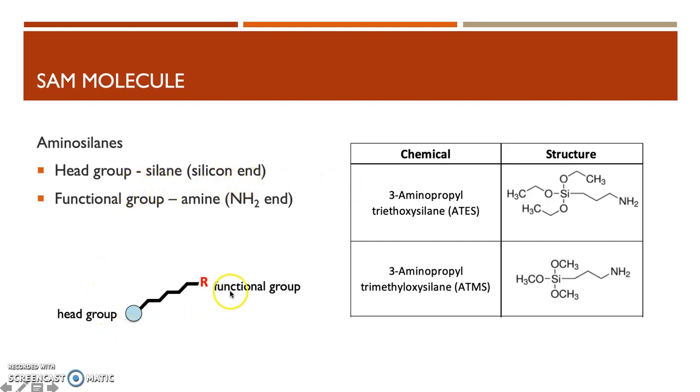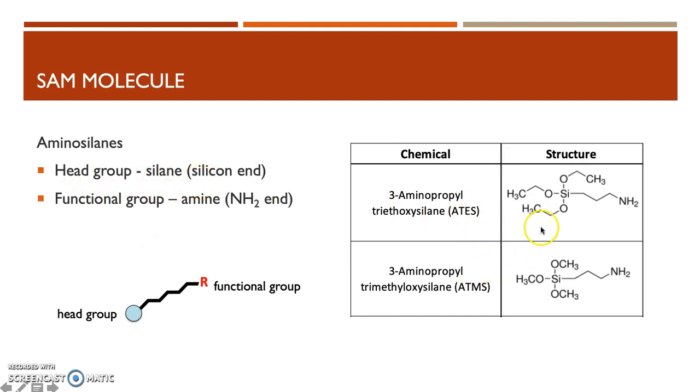Now if you recall this picture from our discussion about SAMs in Module 1, we've got the head group. Remember, the head group is what attaches to the substrate. And we've got the functional group, and that's what's up. That's the top, the surface on top of the substrate. So the head group in this case is the silane.